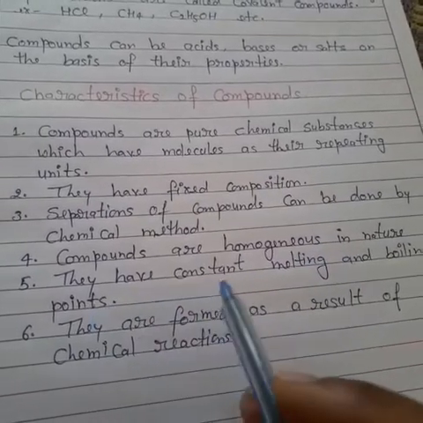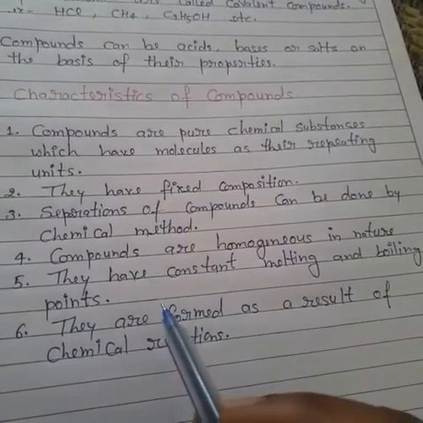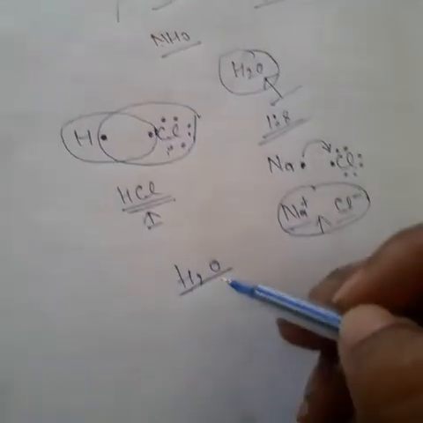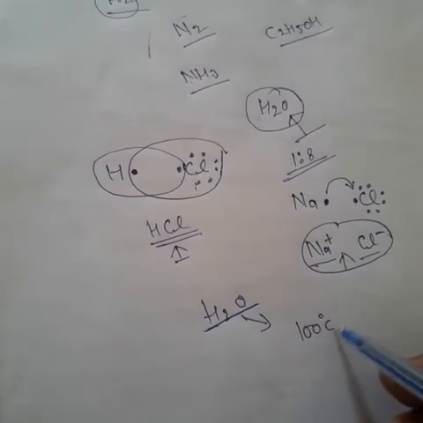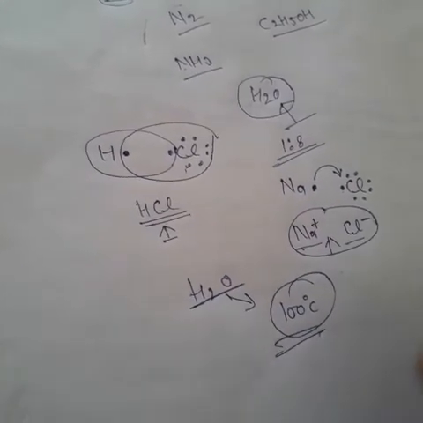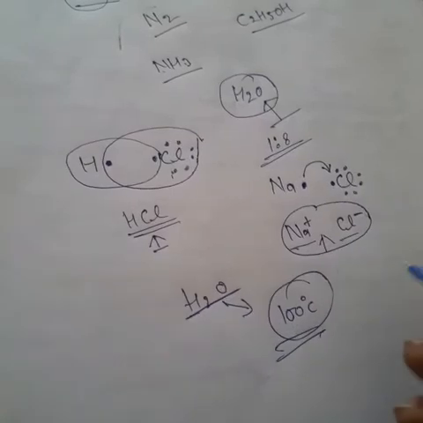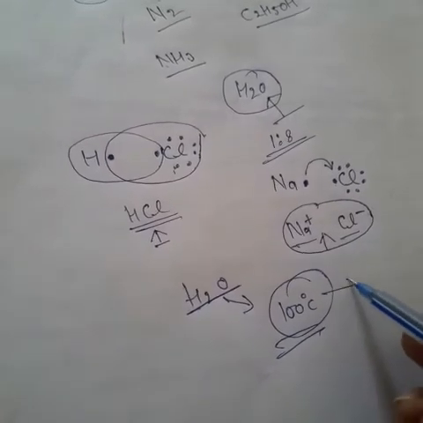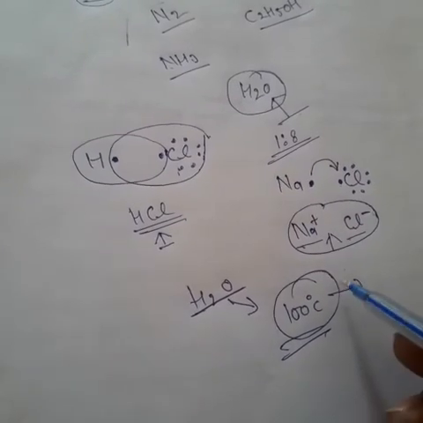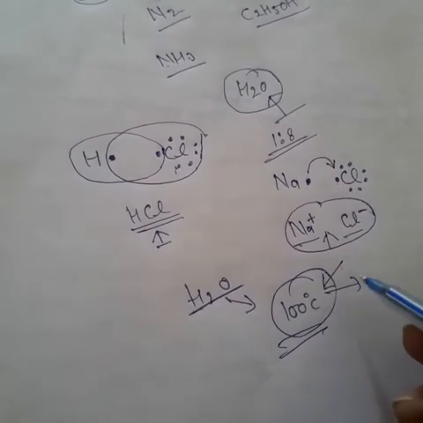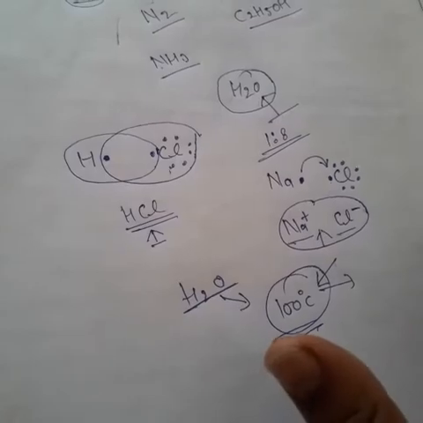They have constant melting and boiling point. If you take a water molecule, its boiling point is 100 degrees Celsius. It's a fixed 100 degrees Celsius at a constant pressure. At a constant pressure; if you change the pressure, its boiling point will also change.